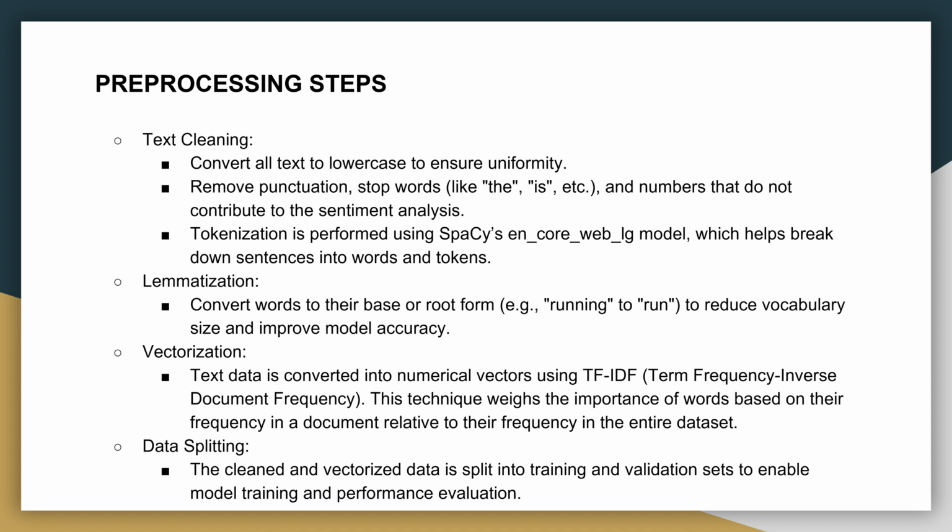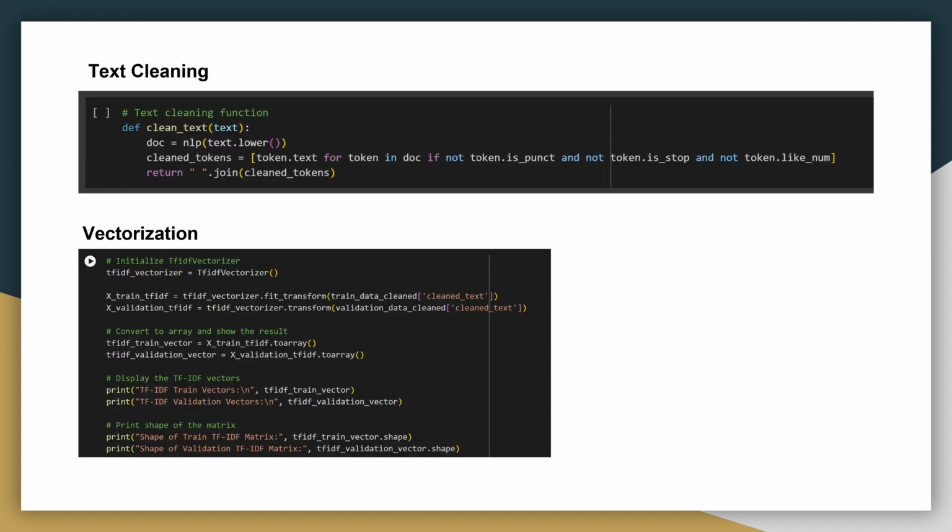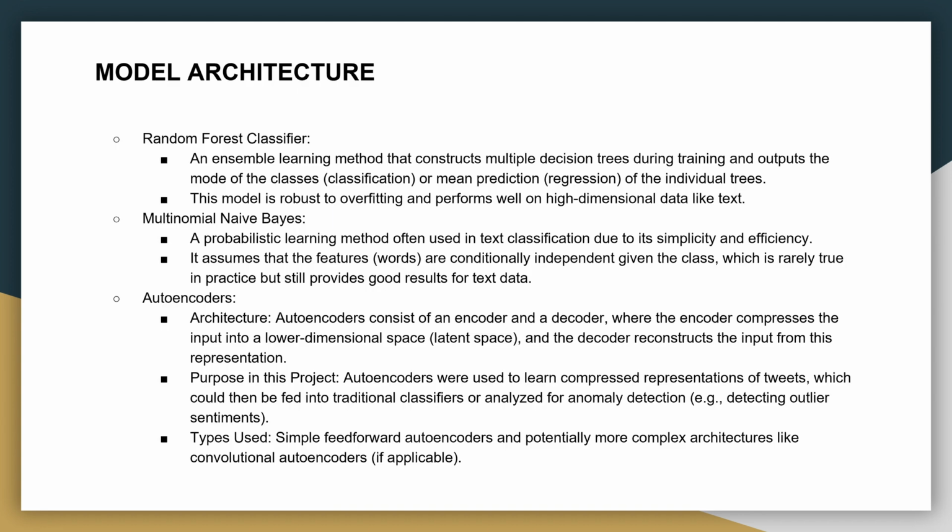Finally, the text data was vectorized using TF-IDF, or term frequency inverse document frequency, which weights the importance of words based on their frequency in the document relative to their frequency in the entire dataset. This is the function for the text cleaning and the vectorization using the TF-IDF vectorizer.